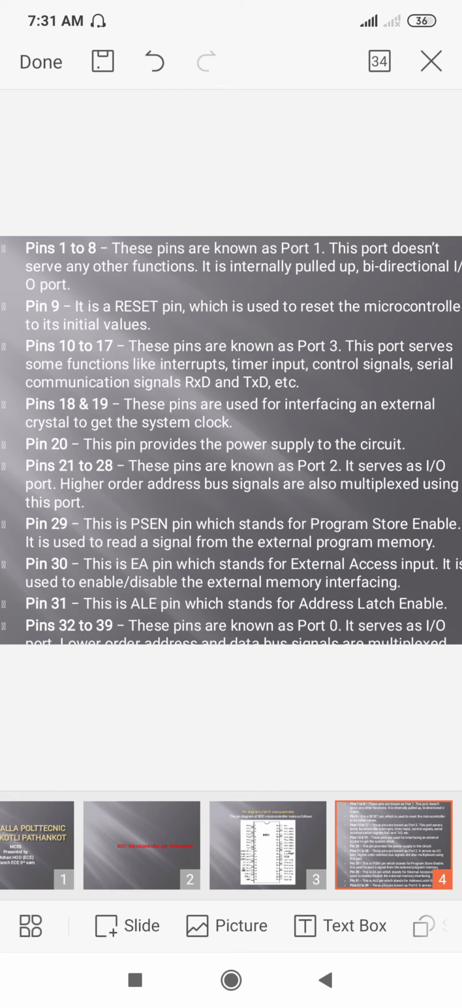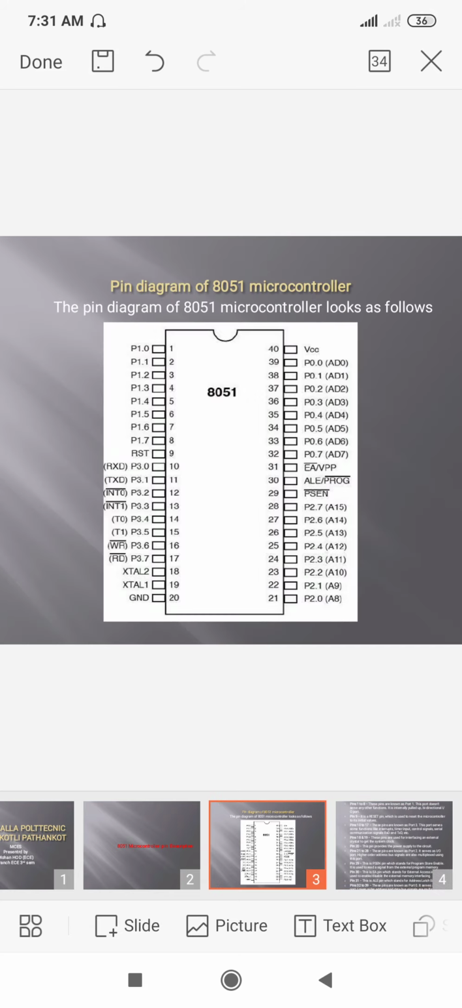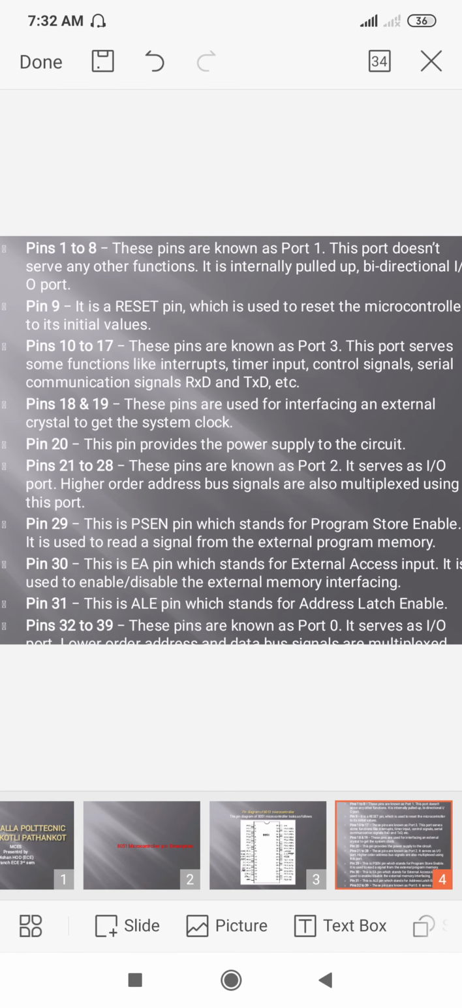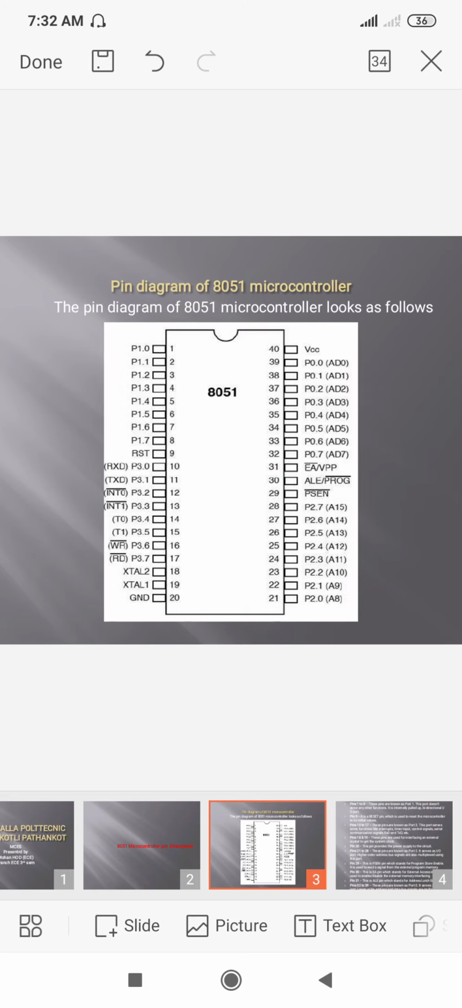And the next pins are 32 to 39. These pins are known as port 0. It serves as an input output port. Lower order address and data bus signals are multiplexed. These pins 32 to 39 are AD0 to AD7. These are the pin descriptions of the 8051. And the last one is pin 40. These are supply pins, 40 and 20.